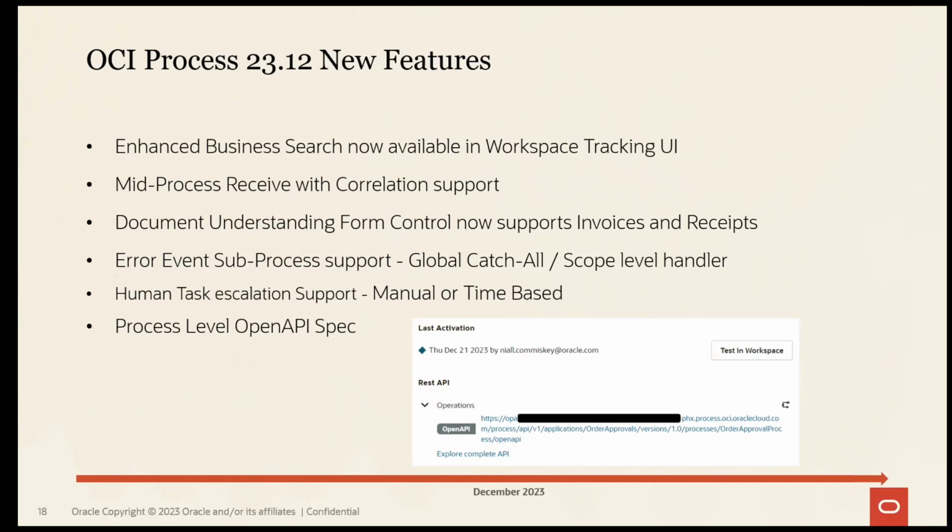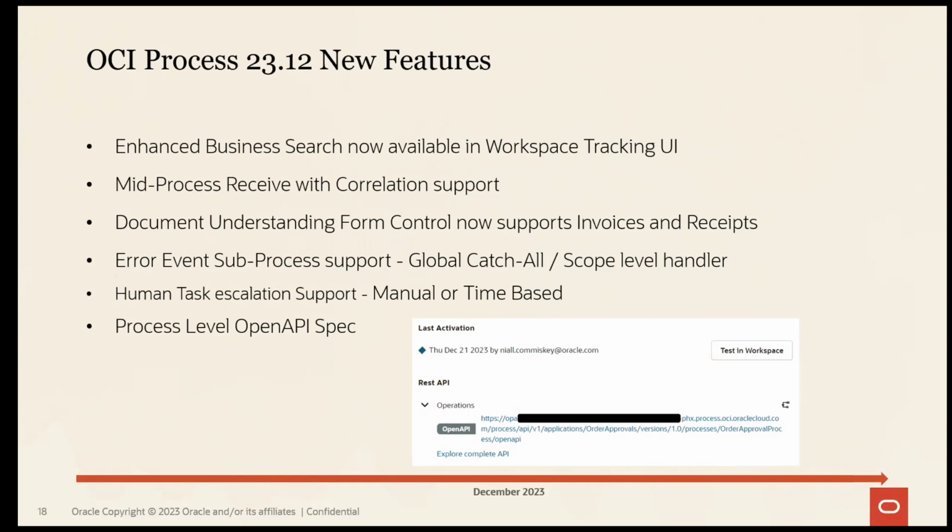Another new feature is mid-process receive with correlation support. So of course, this is something that we're used to from SOA Suite, BPEL, and so on, and BPM Suite. But it gives the ability to say, okay, the process makes an async request and then waits, or kind of sleeps, until it gets its response. And with this mid-process receive, of course, we have the correlation support, so that we are responding to the correct callback, so to speak.